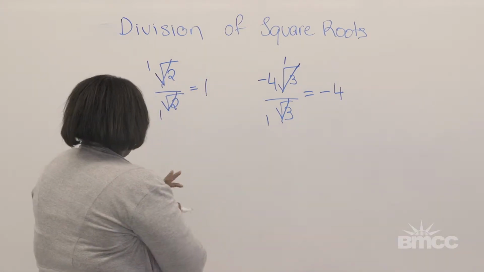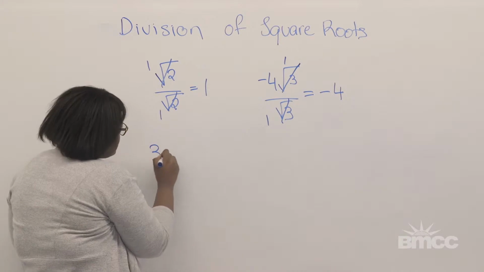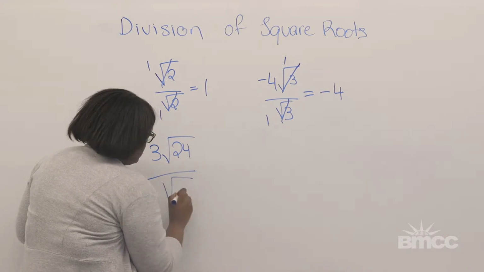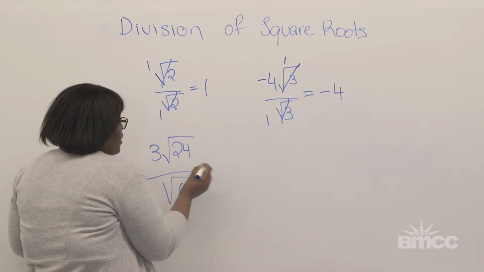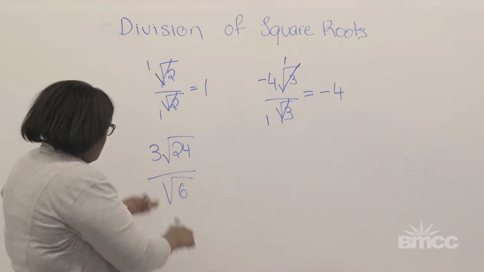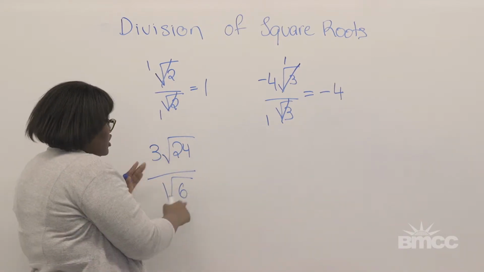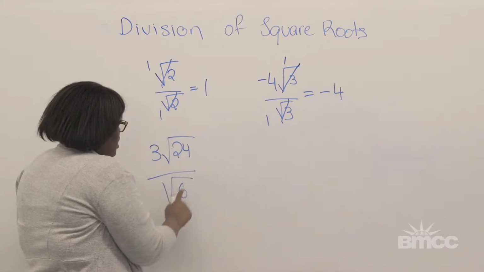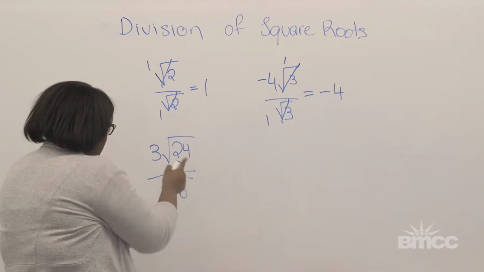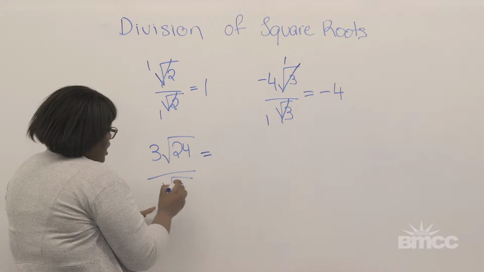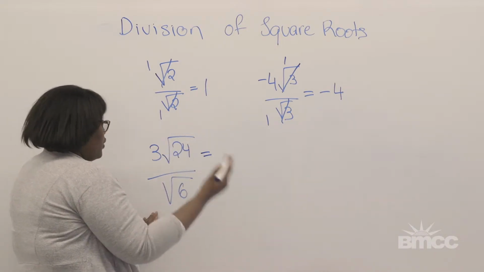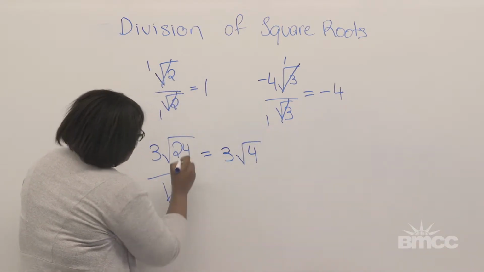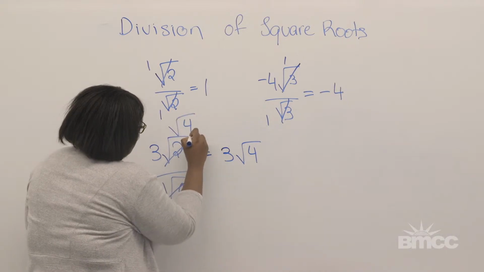Now, if we were to have 3 times the square root of 24 over the square root of 6. Now here, we don't see 6 on the top, and we don't see 24 on the bottom. But we can still divide their numbers out. So we can divide 6 into 24, and that is what we're going to do. We're going to divide 6 into 24, which goes into it 4 times. So we're going to have 3 square root of 4 over 1, and this will become the square root of 4.